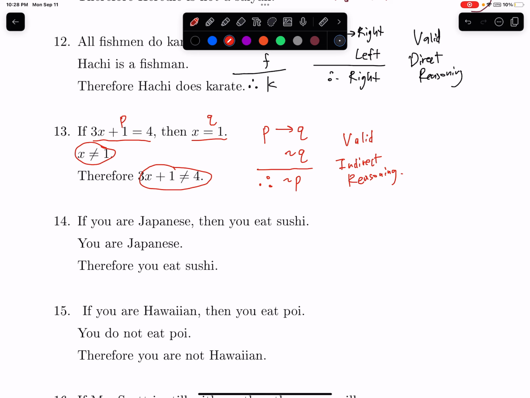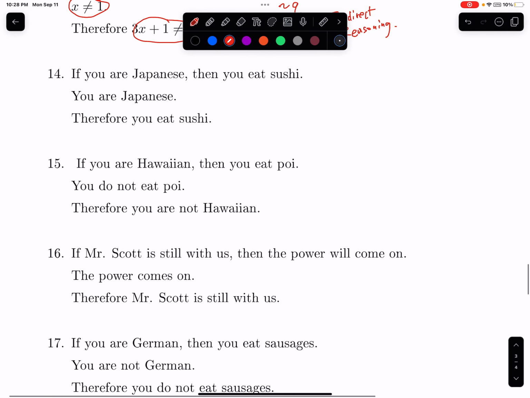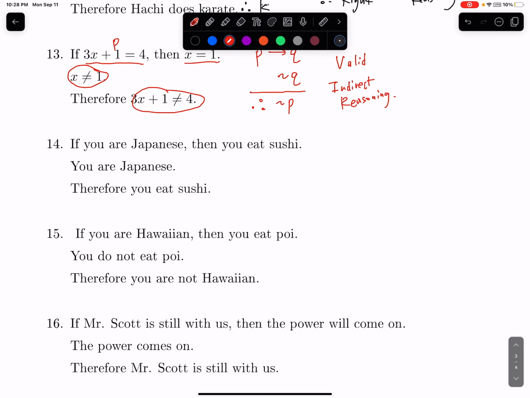Okay. Number 14. I picked Japanese and Hawaiian just because I'm part Japanese, part Hawaiian, and later German, just so I don't get in too much trouble. Okay, if you're Japanese, then you eat sushi. Let's write this out. So if you're J for Japanese, then you eat S for sushi. You are Japanese, that's J. Therefore, you eat sushi. That's pretty straightforward, right? That's just plain old direct reasoning. I'm just gonna write direct because I'm getting lazy to write the word reasoning.